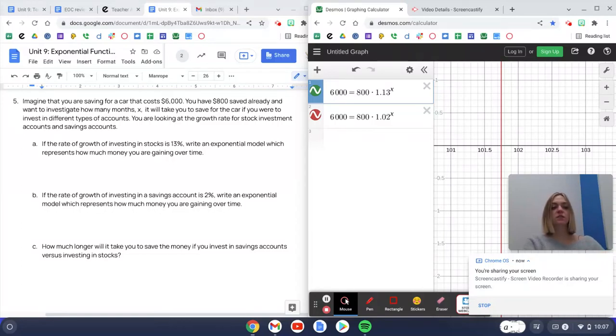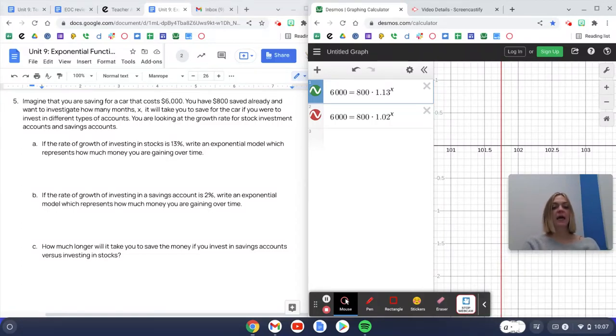The last part to question five is part C, and it says, how much longer will it take you to save the money if you invest in savings accounts versus investing in stocks? So what I did was put my two equations here. This green one is going to be investing in stocks. This red one is investing in a savings account.